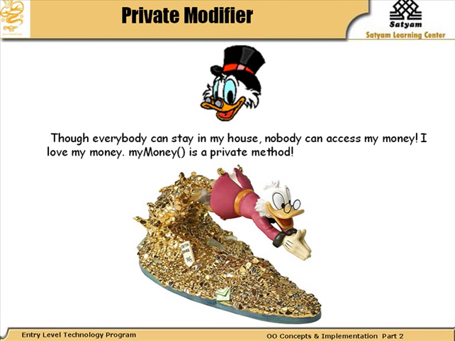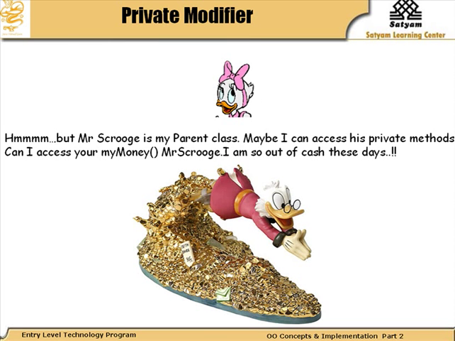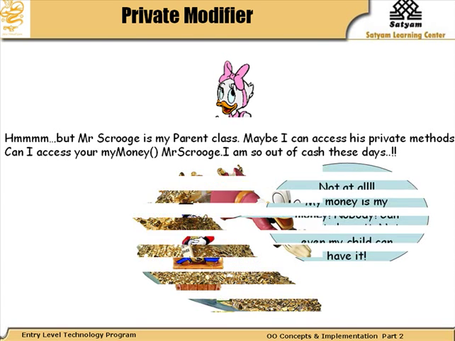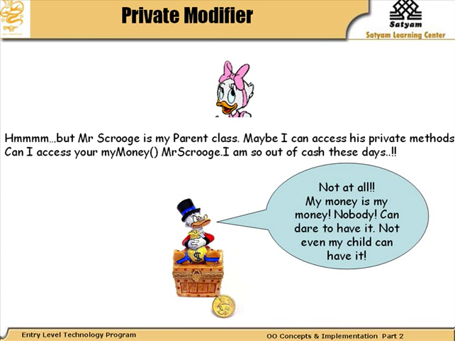Though everybody can stay in my house, nobody can access my money. I love my money. My money is a private method. But Mr. Scrooge is my parent class. Maybe I can access his private methods? Can I access your my money, Mr. Scrooge? I'm so out of cash these days. Not at all. My money is my money. Nobody can dare to have it. Not even my child can have it.